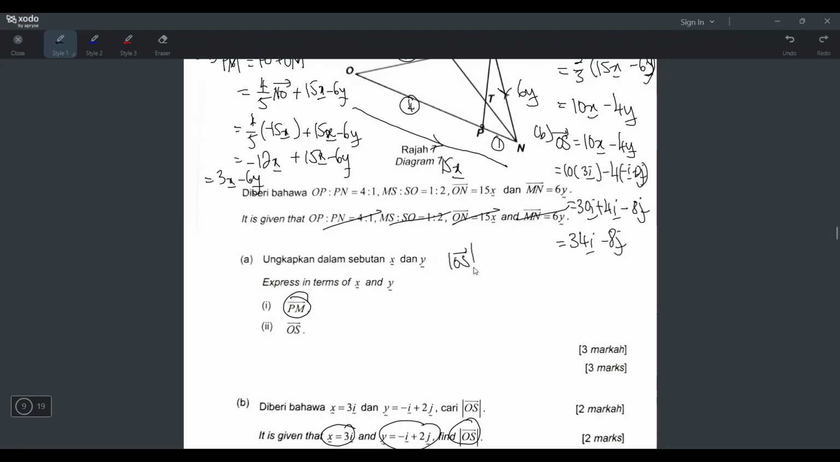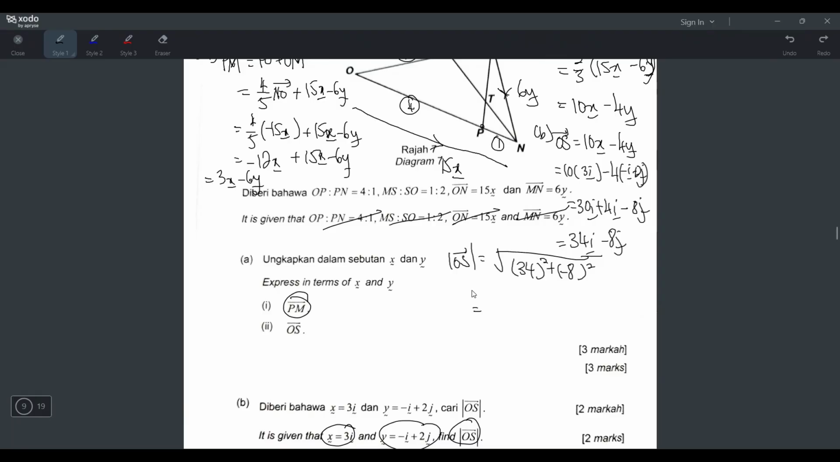Square root, bracket squared plus bracket squared, and for the brackets here you have to put in the numbers in front of i and j, which are 34 and negative 8. That is why you have to convert to i and j first. You cannot put in the numbers in front of x and y. It has to be i and j, because when you use the Pythagoras theorem, you have to put in the horizontal distance and the vertical distance. That's why it always has to be i and j.